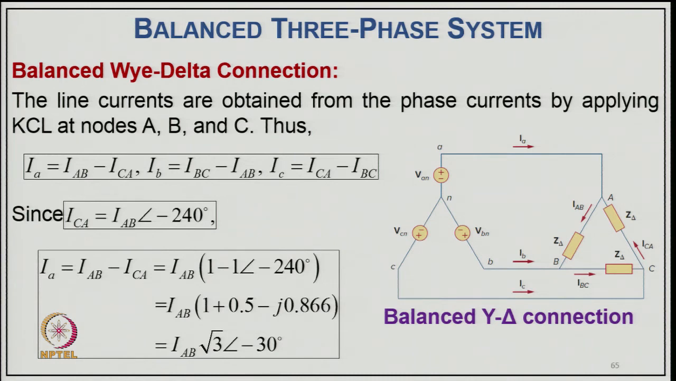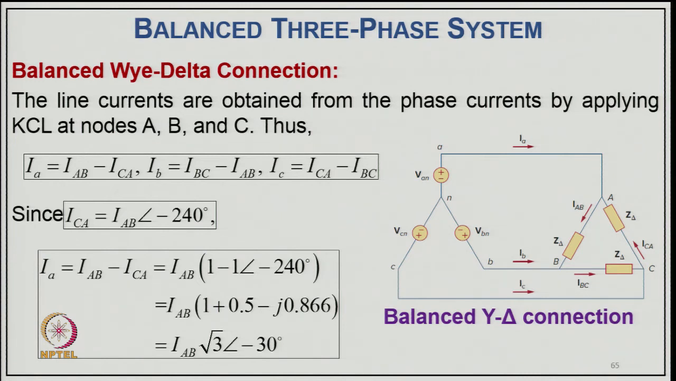Since I_ca equals I_ab at the angle of minus 240, we can say I_a equals I_ab minus I_ca, and that is I_ab times (1 minus 1 at the angle of minus 240). In the bracket, you can change the polar coordinates to rectangular coordinates, and it becomes I_ab root 3 times at the angle of minus 30 degrees. So, here also you can see the line current is again root 3 times the phase current.